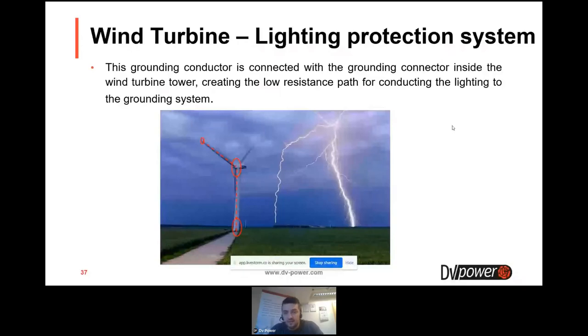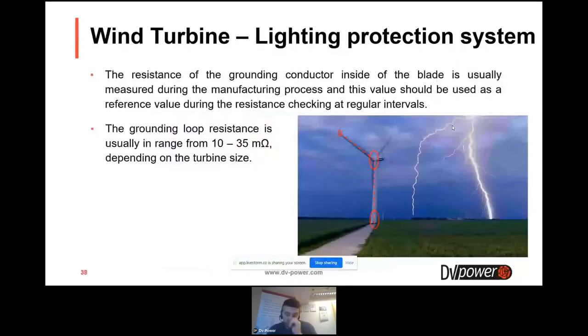And considering the height of the wind turbines, this is a very interesting and demanding application, because you need to use test leads which are like 100 meters long. The expected resistance, of course, depends on the length of that conductor. It's usually expected to be in the range from 10 to 35 milliohms, and because of these very long test leads, it is sufficient to use even 1 ampere.